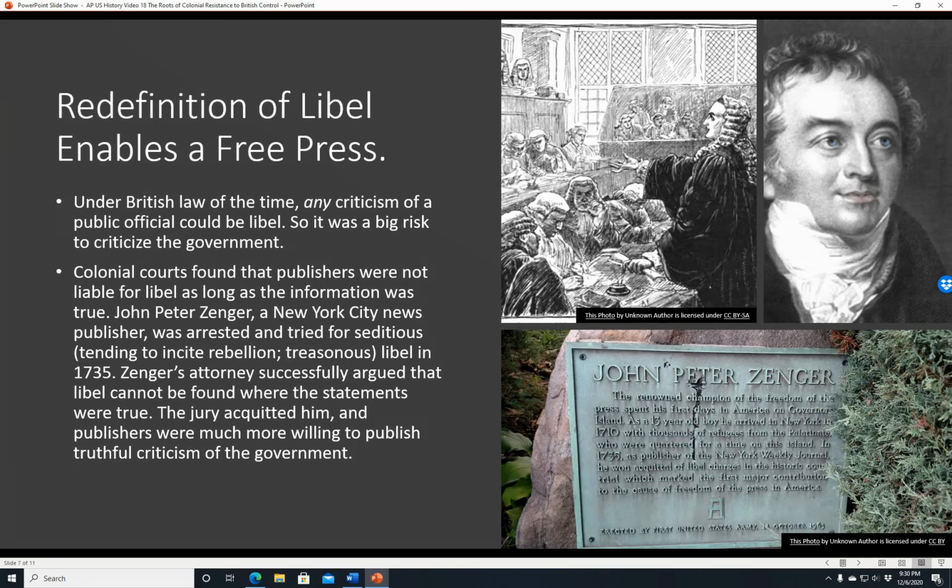And here's a little plaque. The renowned champion of the freedom of the press spent his first days in America on Governor's Island. As a 13-year-old boy, he arrived in New York in 1710 with thousands of refugees from the Palatinate who were quartered for a time on this island.